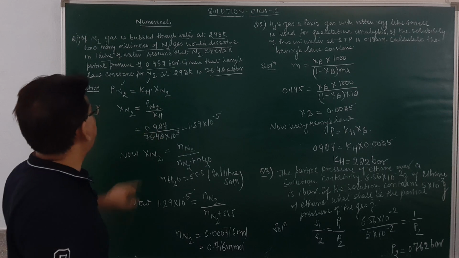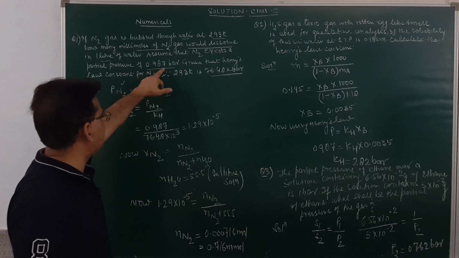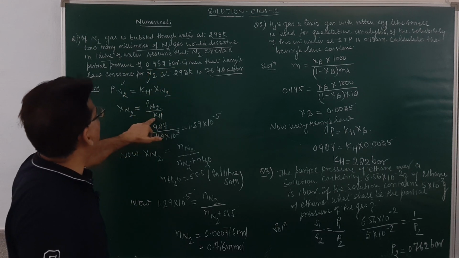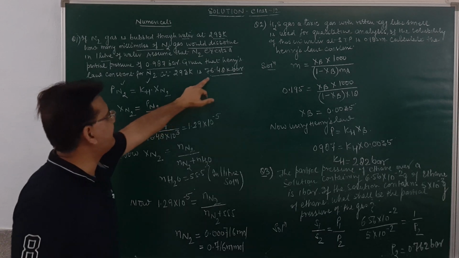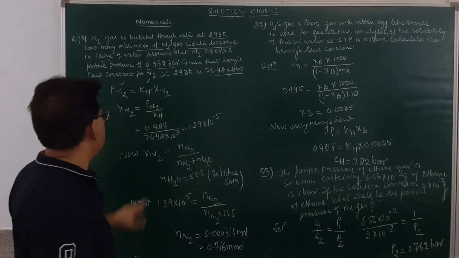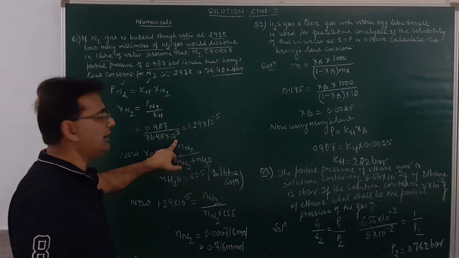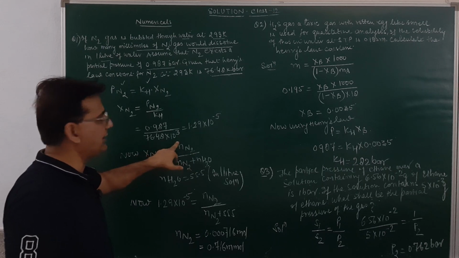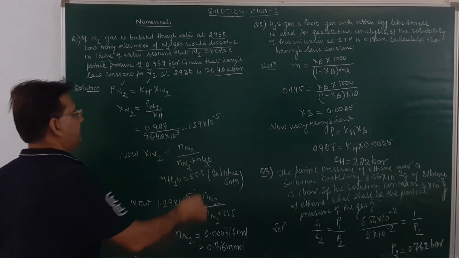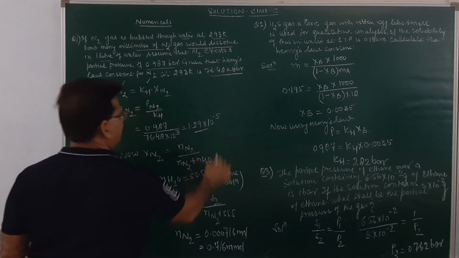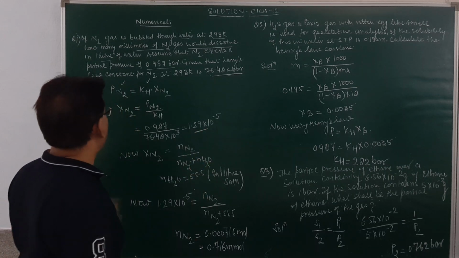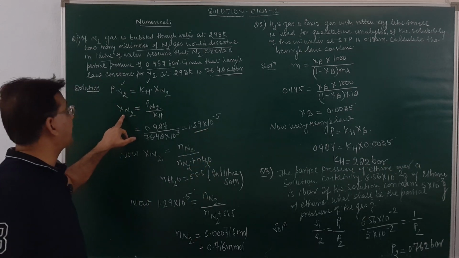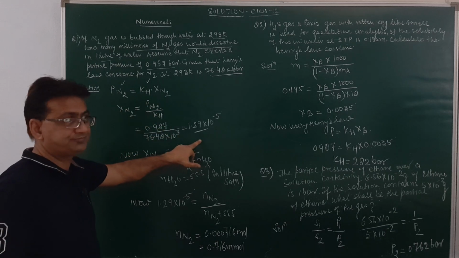Fine. What is the partial pressure of nitrogen? 0.987. What is the Henry's law constant? The value is given as 76.48 kilobar. Converting into bar, it will be multiplied by 10 raised to power 3. So, what value will be obtained? 1.29 into 10 raised to power minus 5. So much is the mole fraction of nitrogen gas in this.